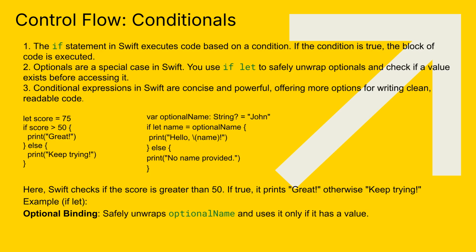Control flow uses the "if" statement for conditional execution. A key Swift feature is if-let for safely unwrapping optionals, ensuring a value exists before accessing it. This helps in writing concise and safe conditional expressions.